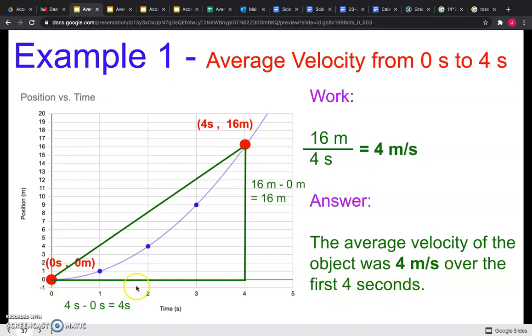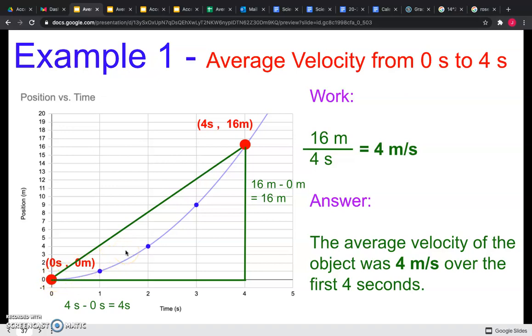So between 0 seconds and 4 seconds, the average velocity was 4 meters per second. Now, it wasn't moving that fast at the beginning, and it was certainly moving much faster than that at the end, but on average, from 0 to 4, the average velocity was 4 meters per second. Now, you can probably see that this line isn't a very good model for my slope here because you can see that the blue line ends up pretty far underneath the green line.